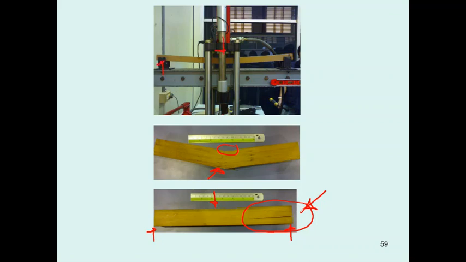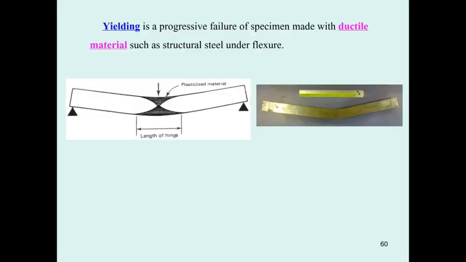And I should mention that at the loading point, you have to put the steel plate here, okay, to distribute the force and prevent the failure over here. The yielding is a progressive failure of the specimen. For the steel, for the aluminum, okay, it is formed by the stress that occurs on the section.